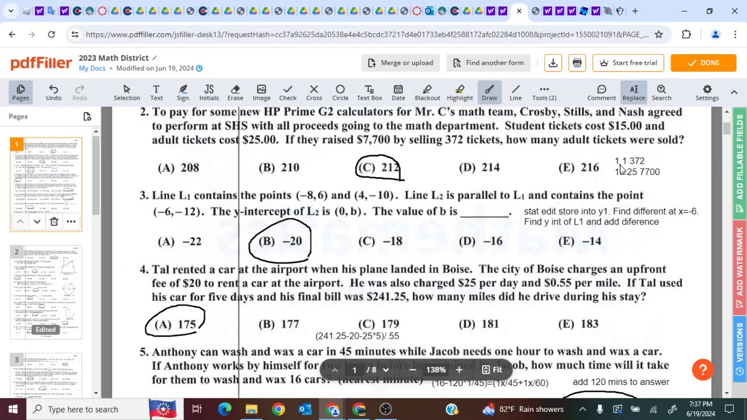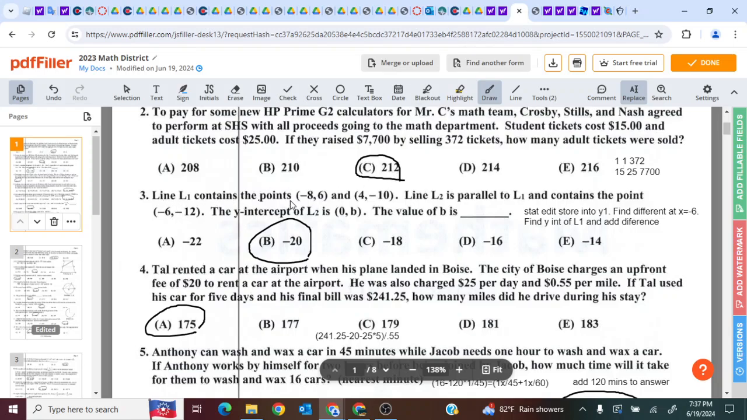Okay, we are going to be using a matrix to solve a two-variable linear equation. So the number of student tickets plus the number of adult tickets have to be equal to 372 tickets. So put that data into the matrix. Then each student ticket was worth $15. Each adult one was worth $25, and they raised 7,700. So if you go to matrix, put that data in, then go to math and scroll up until you see RREF. Put in the matrix, and you'll get an adult ticket value of 212.